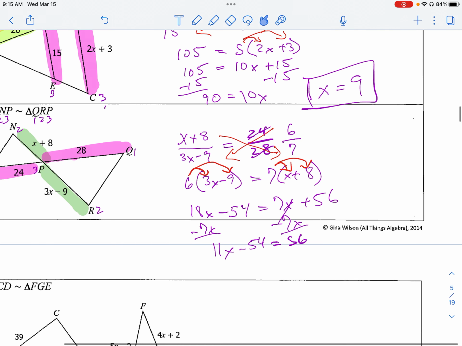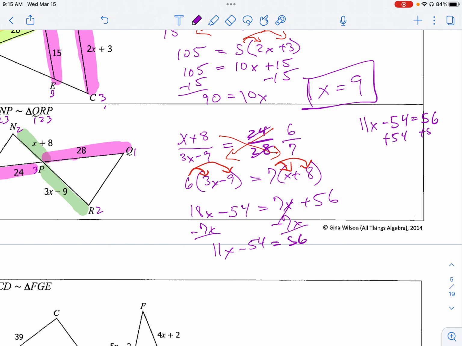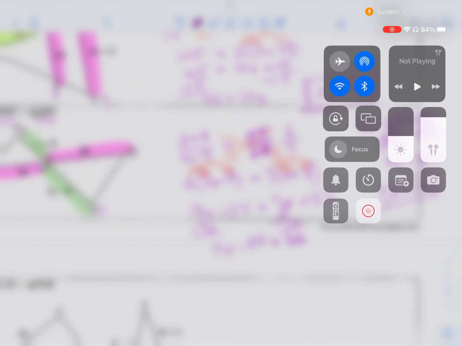And actually, I'm going to come over here and rewrite it so I have a little more room. So 11x minus 54 equals 56. Double check my signs. Okay, so now we're back to it. We're going to get the x by itself. 56 plus 54 is 110. So x equals 10. And we've completed page 1.